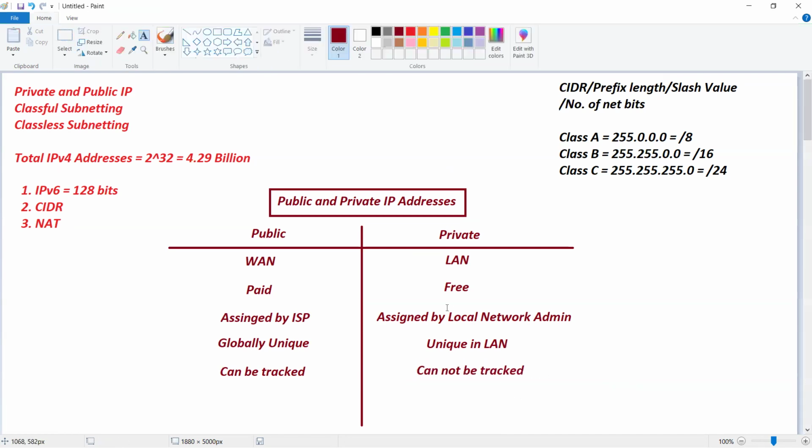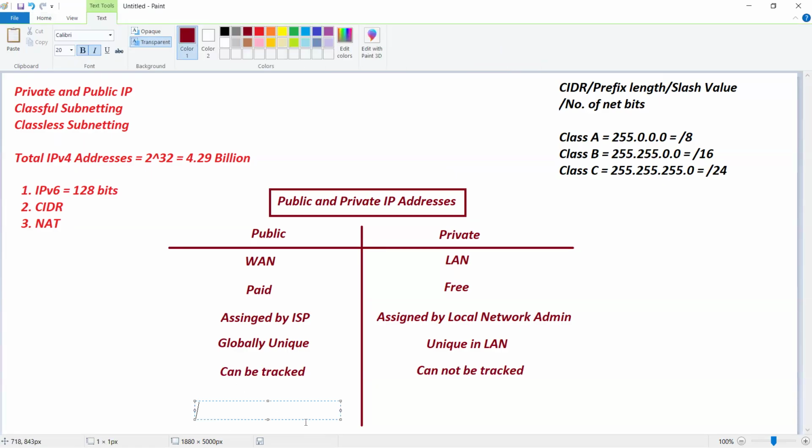And your public IP addresses are routable on the internet. That means with the public IP, you can use internet. But with only private IP, you cannot use internet if you don't have a public IP. If I'm not using any public IP and I'm just trying to use private IP for internet connection, I will not be able to access it. So these are routable on internet.